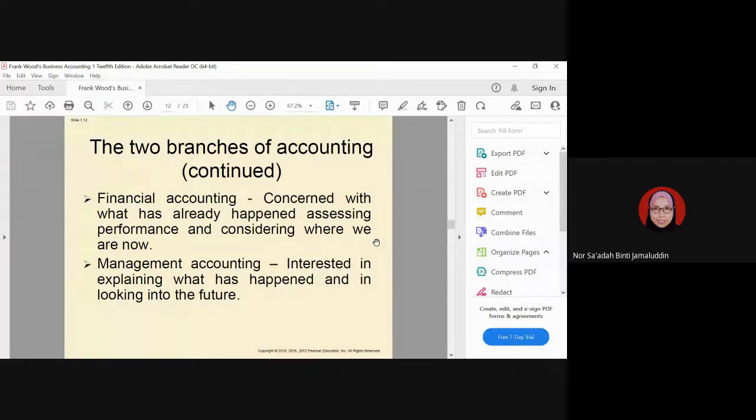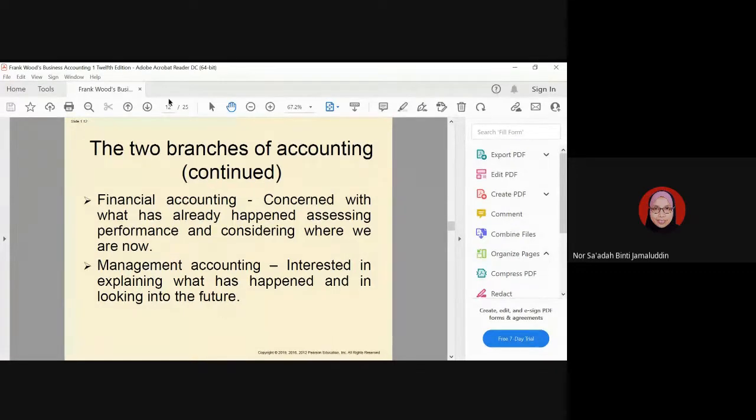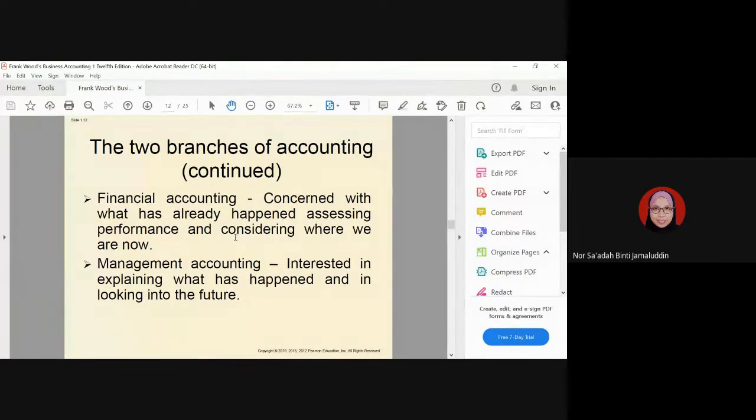But management accounting is interested in explaining what has happened and in looking into the future. As we learned before, in financial accounting we prepare the financial statement. Then in management accounting, from the financial statement prepared by the accountant, the management accounting part does reports to explain what happened with the data on the financial statement, and also does some reports looking into the future. Maybe some future plan to improve their business or future ideas in order to expand their business and so on. This is the difference between financial accounting and management accounting, and also the relationship between them.